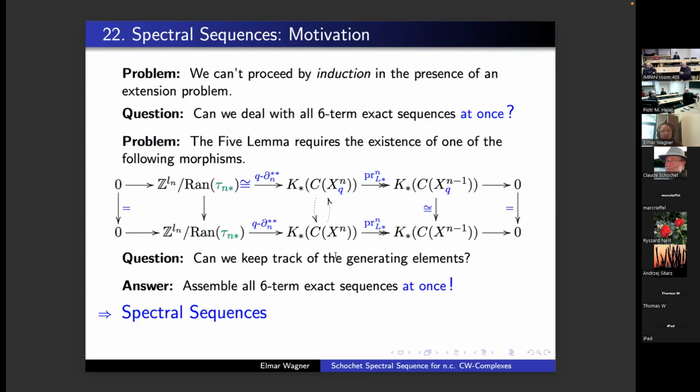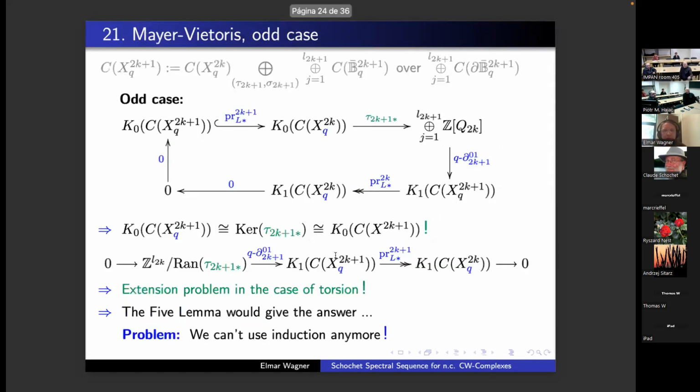Sorry, could you come back to the last page? That one? I don't understand what you mean by extension problem in the case of torsion. No, the only problem is that you have this middle term presented as an extension. Exactly. But you cannot say which extension. This extension is given in terms of this map in this short exact sequence. Yeah. So what do you mean by the extension problem? I cannot say what that group is.